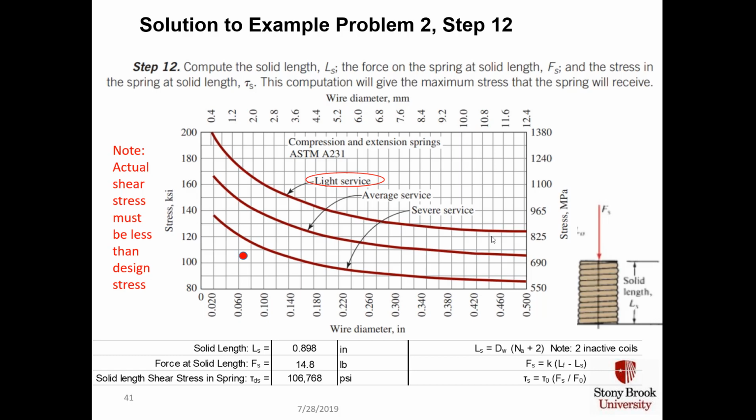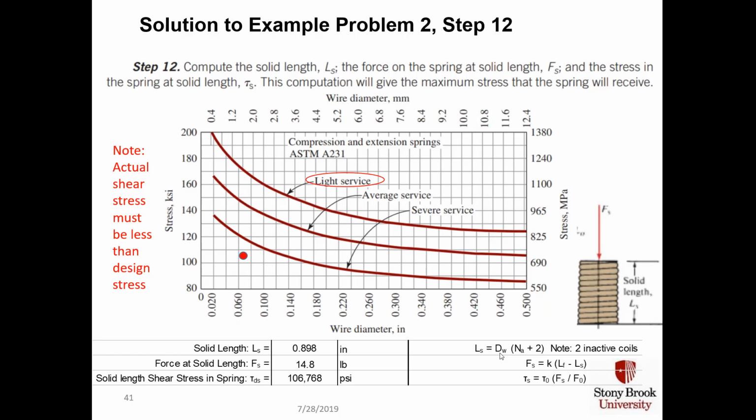And this computation will give us the max stress that the spring will receive. The solid length, L sub s, is 0.898 inches, which is the wire diameter times n sub a plus 2 inactive coils. The force at the solid length is then the spring rate times the difference between the free length and the solid length. That's 14.8 pounds.